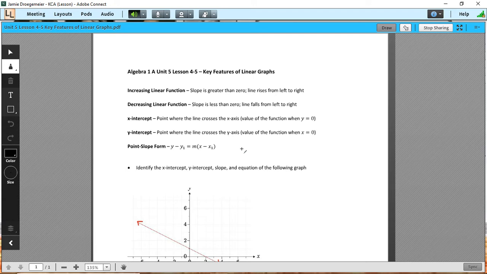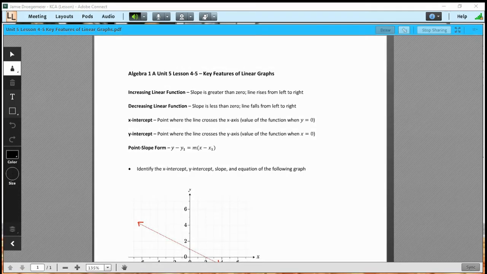Even if I don't know the slope, but I know 2 points that are on the line, I can use point-slope form. If I know 2 points on the line, I can use those 2 points to find the slope and then use that slope and one of those points with point-slope form. And so we're going to look at how we can use that point-slope form here in just a moment.